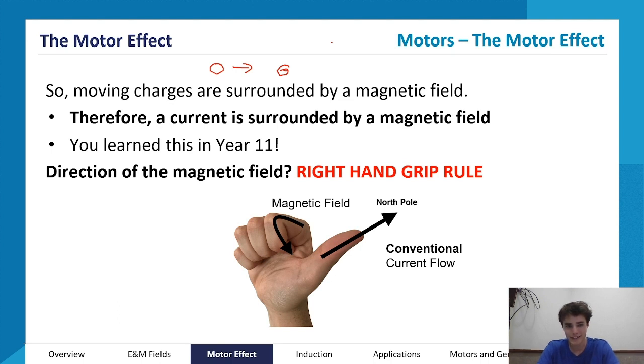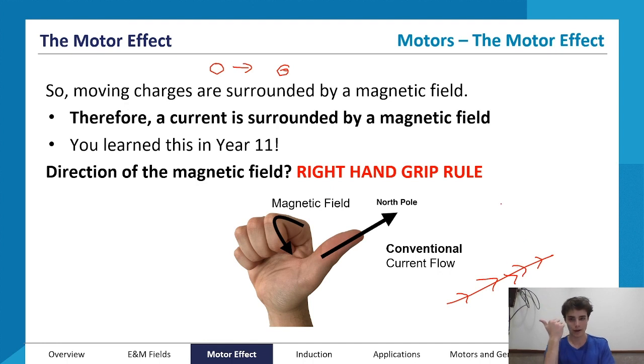Now, you learned this in year 11. You may remember that if you have some current carrying conductor, you can figure out the direction of the magnetic field around it using the right-hand grip rule. So just to be very clear, this is different to the right-hand palm rule, which we experienced before. This is the right-hand grip rule, where basically you can point your thumb in the direction of the current, and your fingers will then point in the direction of the magnetic field that's surrounding the current.